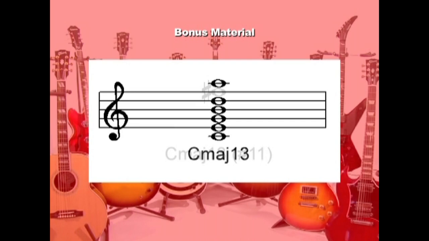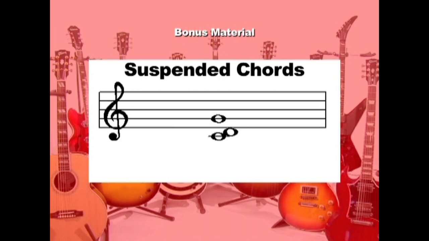So our one chord would be C major 13, consisting of C, E, G, B, D, and A, skipping the F or 11th interval. When a chord is lacking a third interval, it is considered a suspended chord. The lack of a third interval creates a neutral feel to the chord because it is not major or minor.